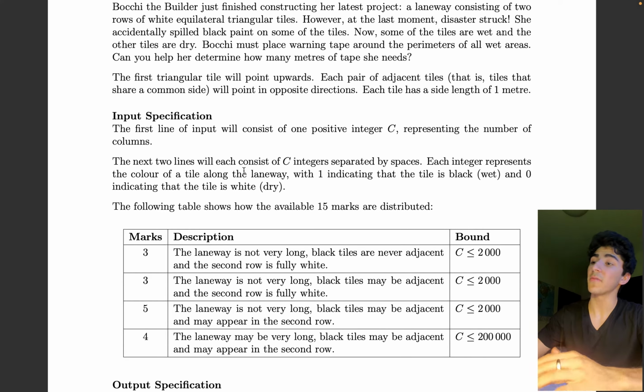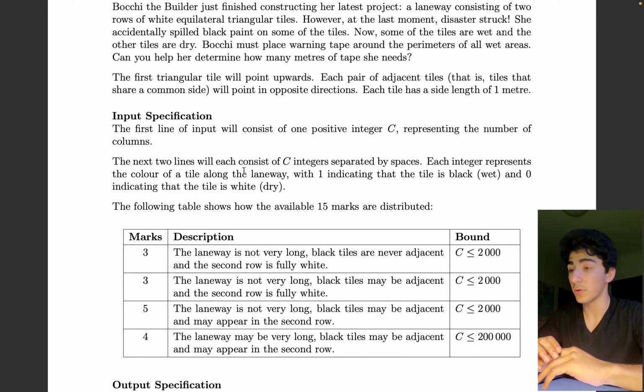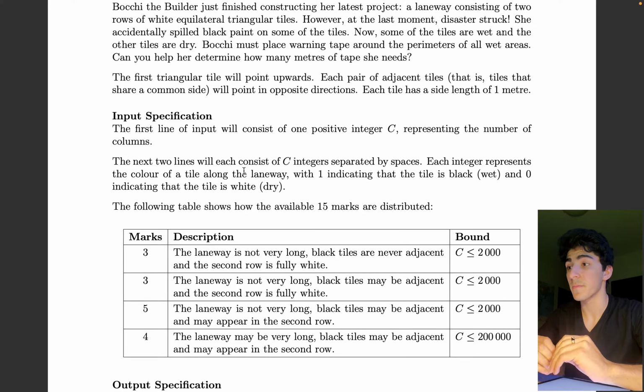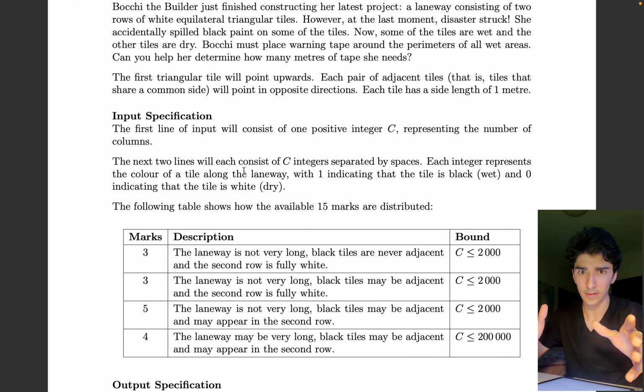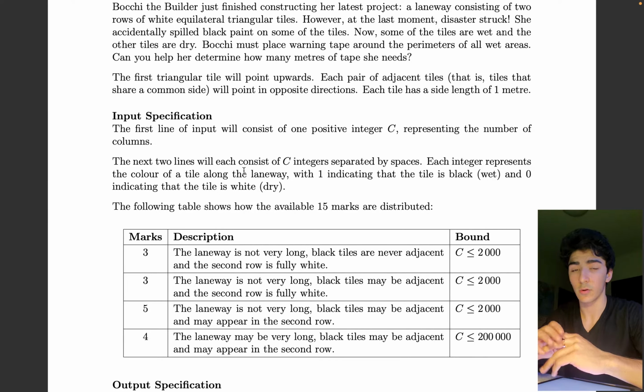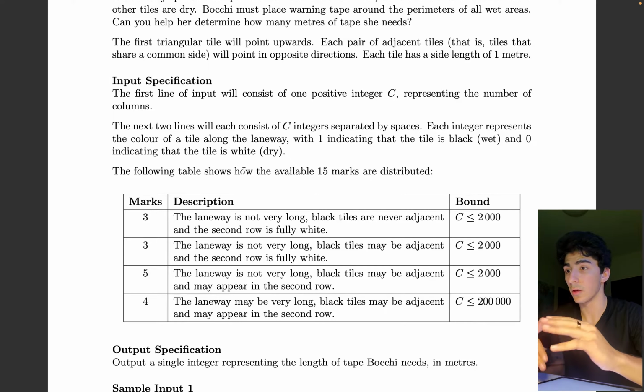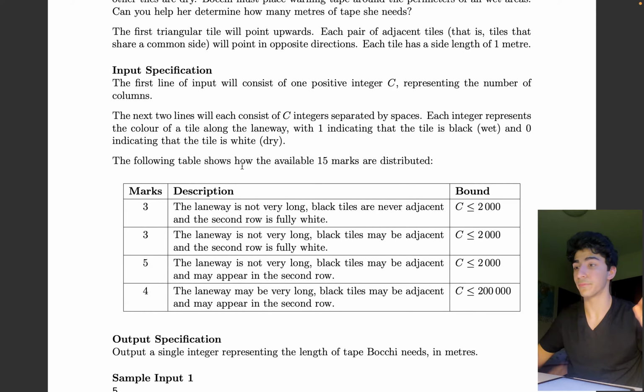So the input specification says the first line of input will consist of one positive integer C representing the number of columns. The next 2 lines will each consist of C integers separated by spaces. Each integer represents the color of a tile along the laneway, with 1 indicating that a tile is black or wet, and 0 indicating that a tile is white or dry. The following table shows how the available 15 marks are distributed, and we don't care about the table at all, because we're going to get them all.